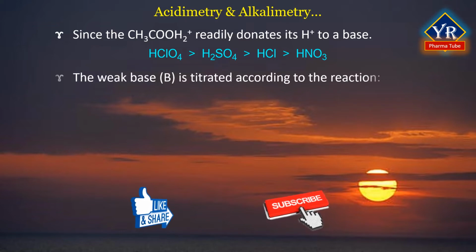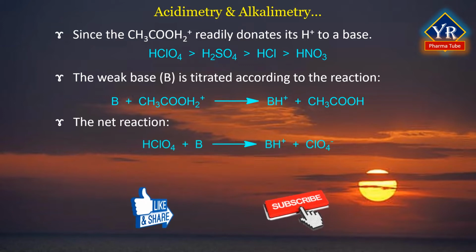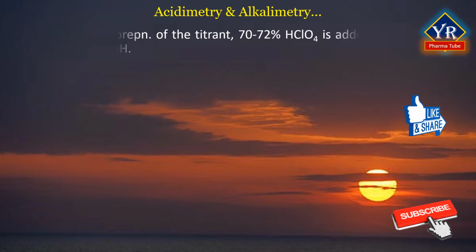The weak base B is titrated according to the reaction shown here. The net reaction from the above two reactions can be summarized as perchloric acid plus base B gives rise to conjugate acid BH+ plus perchlorate ion. During preparation of the titrant, perchloric acid is added to anhydrous acetic acid.